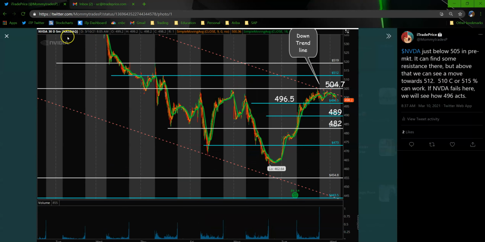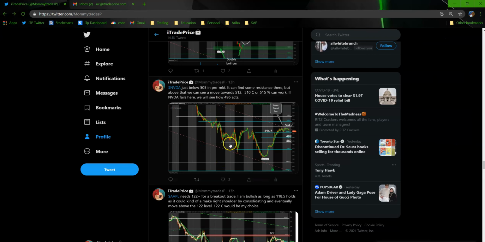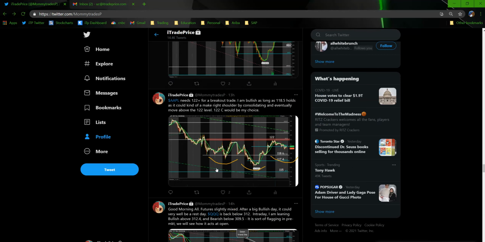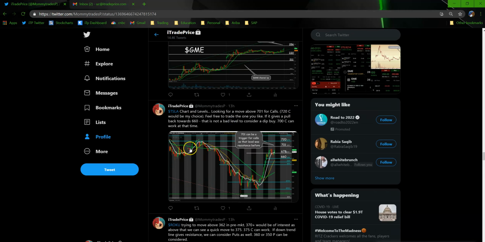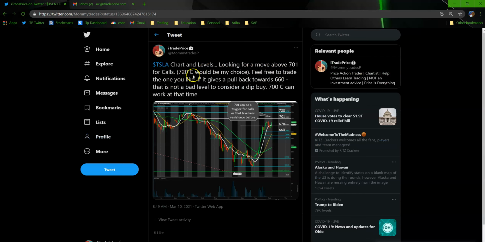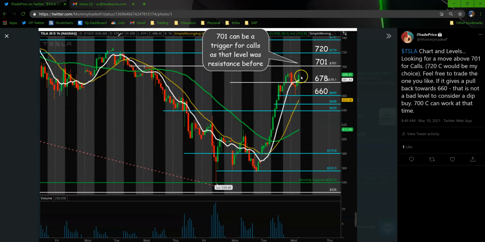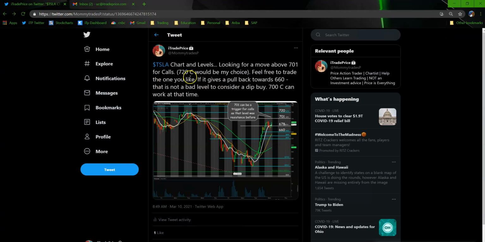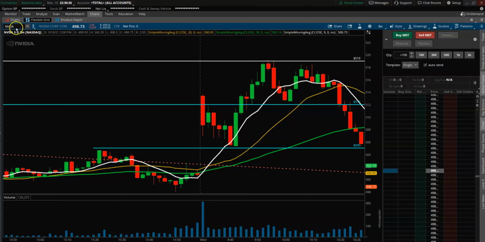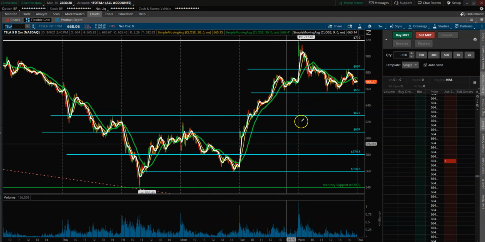All right, let's take a look at another example. Let's take a look at Tesla, or what we shared in the morning about Tesla. Let's go through that. Tesla chart and levels, looking for a move above 701 for calls. The price at that time in the pre-market was just below 701, but I think it did move up above 701 before it opened. So our choice was 720C above 701, right? And then if it gives a pullback towards 660, that is not a bad level to consider a dip buy. So there are two options, right?